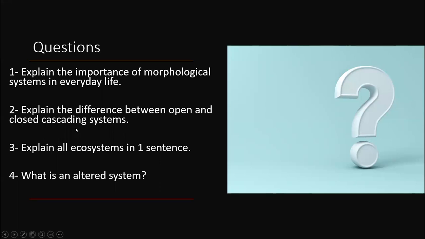Questions? Explain the importance of morphological systems in everyday life. That's a good question. Explain the difference between open and closed cascading systems. Explain ecosystem in one sentence. That's actually easier than you may think. What is an altered system? There you go. Those are the questions.